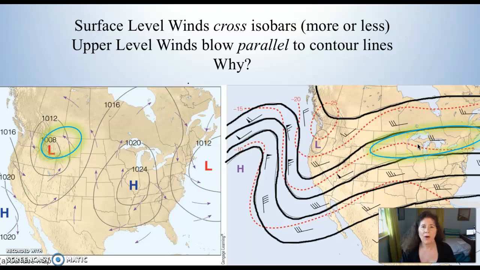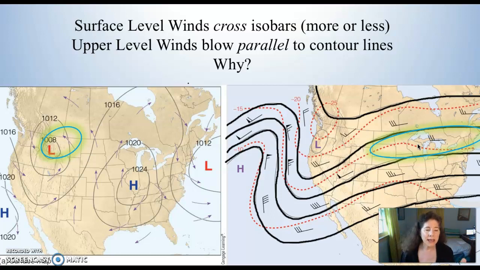Hello everyone, we are near the end of chapter 6 and I wanted to cover surface level winds and the fact that they cross isobars at more or less right angles, give or take the Coriolis and give or take the centrifugal and/or centripetal force that gives it a curve in or a curve out.